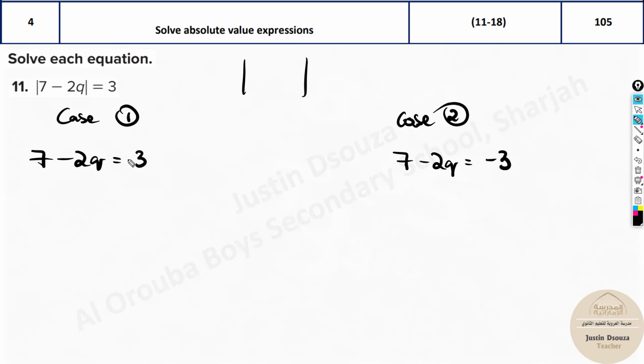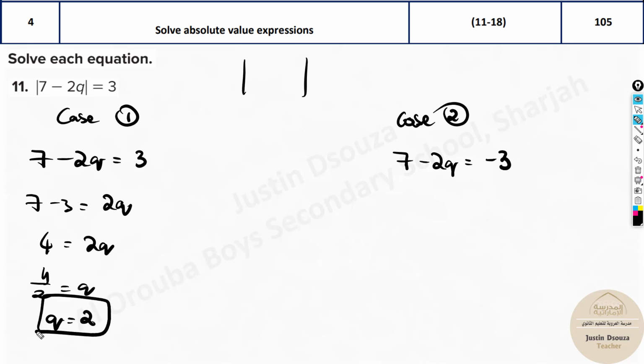Now solve it individually. We can use the calculator to solve for the q value, which is fine, but we will solve it manually. This negative q, take it to the other side. 3 comes inside. 7 minus 3 equals 2q. We have done this before, so let's be quick. 7 minus 3 is 4 equals 2q. So 4 by 2 equals q, and we get q equals 2. This is one answer. What about the other, case 2?